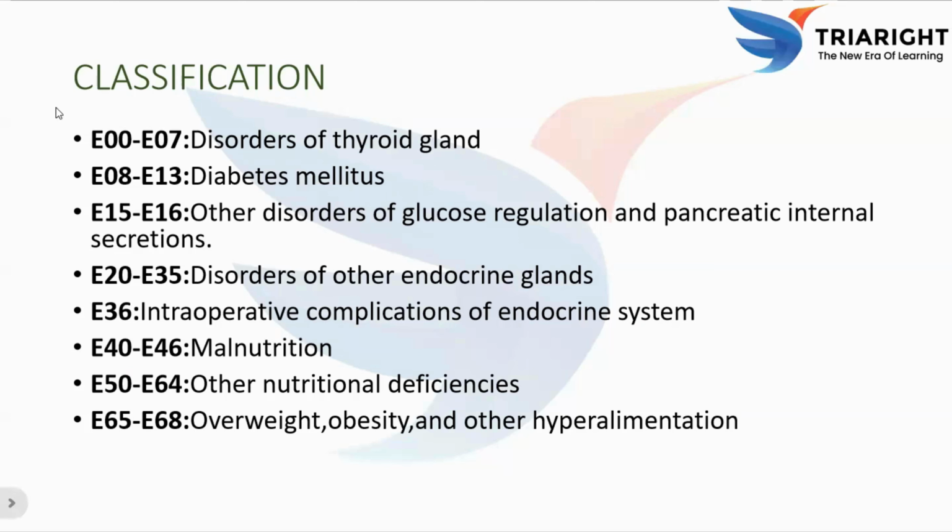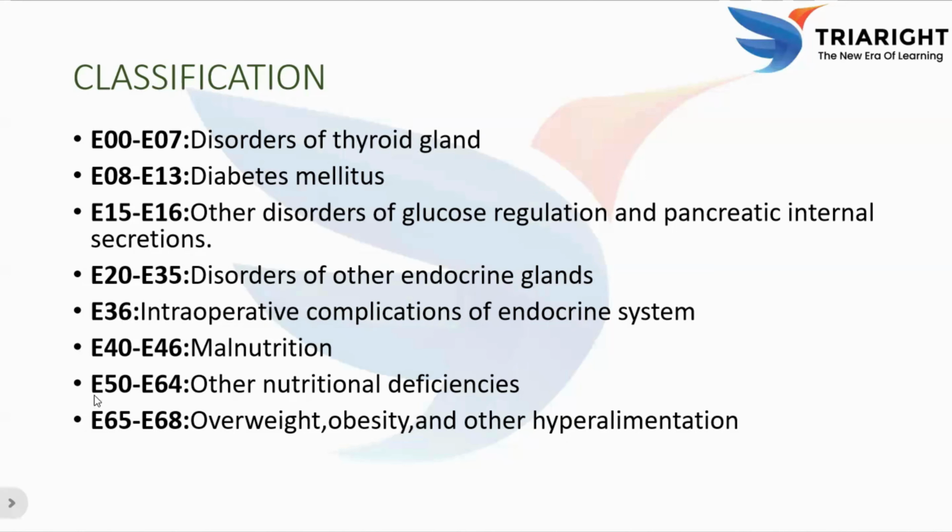In the next code range, E15 to E16, disorders of glucose regulation and pancreatic internal secretions. This includes problems with low or high blood sugar but not caused by diabetes. Diabetes is already covered under E08 to E13. Conditions other than diabetes are covered in this section. For example, hypoglycemia means abnormally low blood sugar.